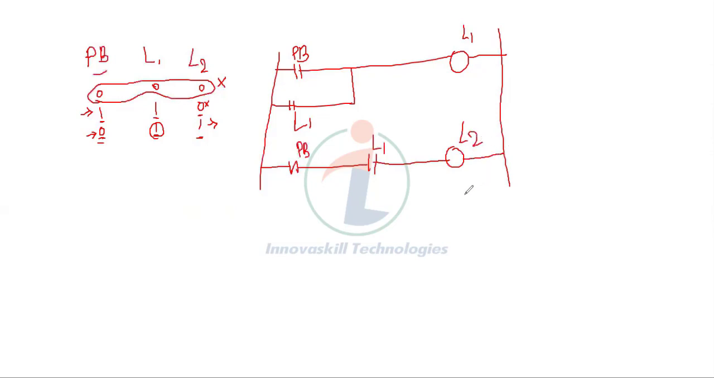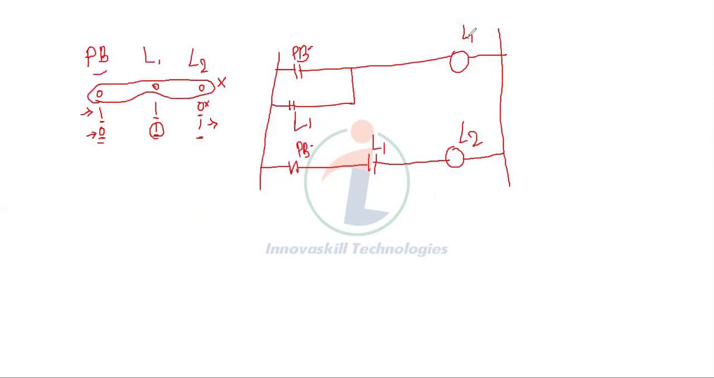Now what will happen is, initially L2 will not get activated because of this interlock. When you press the push button, L1 will be activated. If you press this, what is happening? The same input is repeated here. So when you press this, it will be closed, but this will get opened.